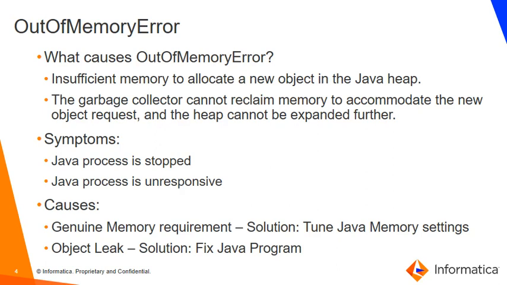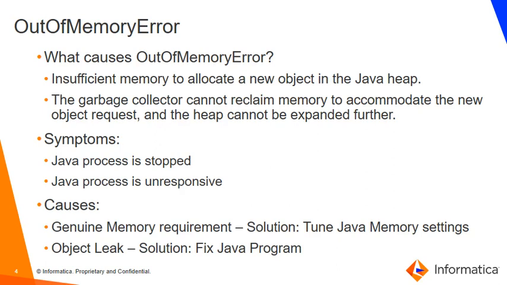The genuine memory requirement not met use case assumes a Java program has been running for a while and currently has only those objects that are in use and required. Now a new object needs to be created, which would require some heap memory. If the Java process fails to allocate memory for this new object, it throws an out of memory error. This is a scenario where a genuine memory requirement is not met.